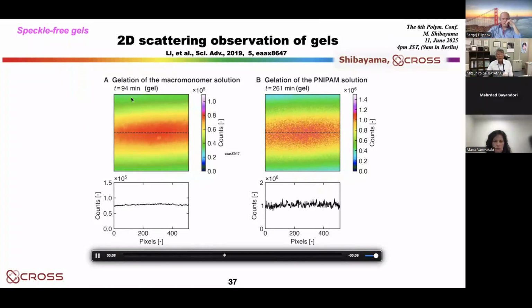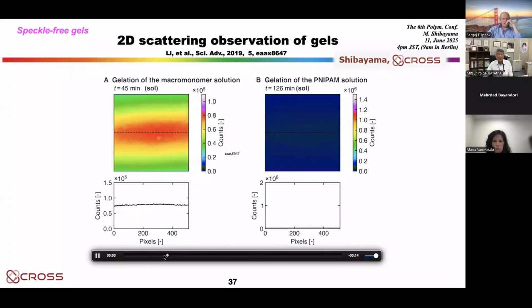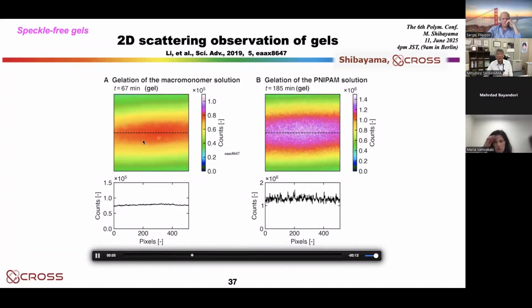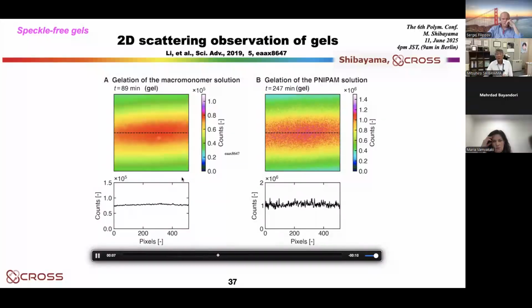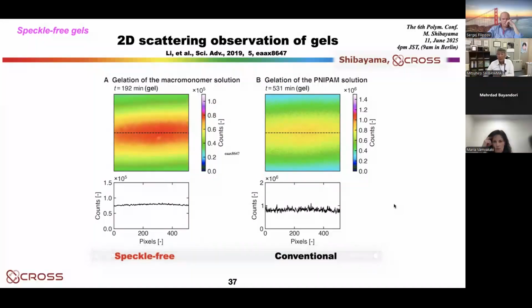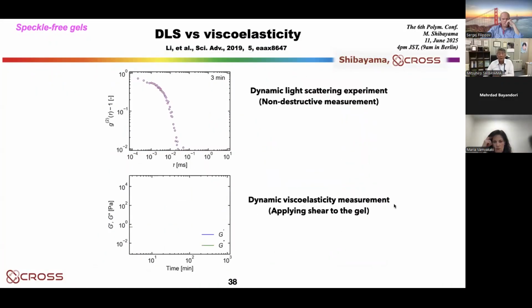Now in the sol state, and then the gel state. I think you didn't watch carefully, so let me repeat. In the sol state and gel state, nothing is happening. So the speckle is not an indication of the gelation. I'm happy, and I'm also unhappy with this result. But I don't think you believe my results because we do not know the real gels.